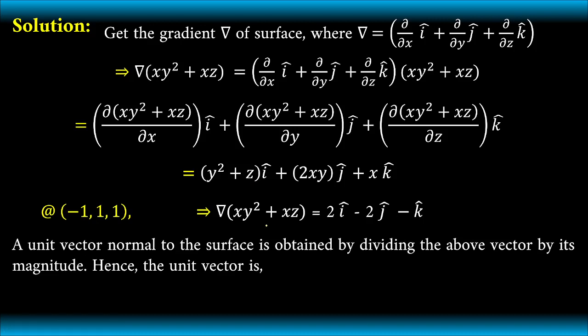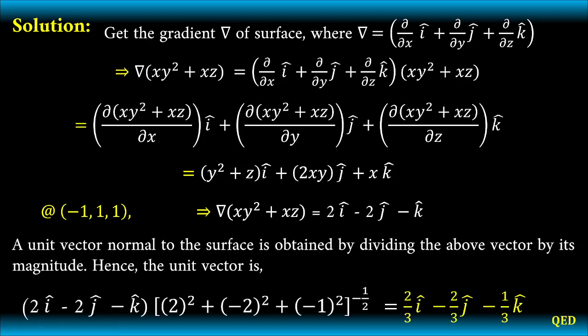Now, a unit vector normal to the surface is obtained by dividing the above vector, the one that we have just calculated, by its magnitude. Now we divide by the magnitude. So this is 2 squared plus negative 2 squared. Obviously this is 4, this is 4, and we have negative 1 squared, this is 1. So we have 4 plus 4 plus 1, that is 9, and the square root of 9 is 3. So we divide 3 from all of these terms. So we have 2/3 i hat minus 2/3 j hat minus 1/3 k hat.